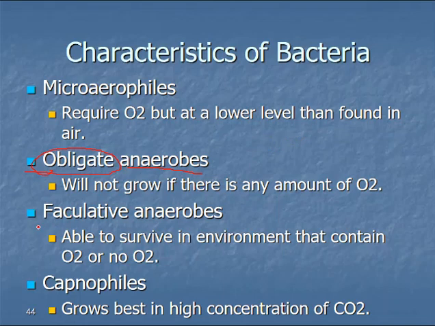And then you've got the facultative anaerobes. And so facultative, they can kind of adjust. They don't really like much oxygen, but they can survive in some oxygen or no oxygen environment. So they prefer not to have oxygen. They're anaerobic, but they can adjust. So they're facultative. They can adjust. And then capnophiles: anytime you see this term capno, that is CO2 or carbon dioxide. So capnophiles grow best in high concentrations of carbon dioxide.